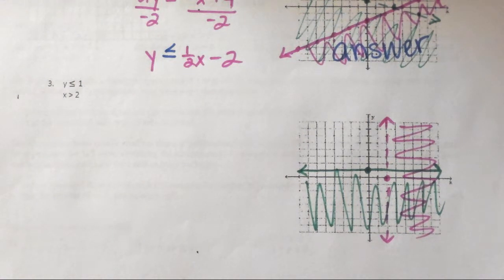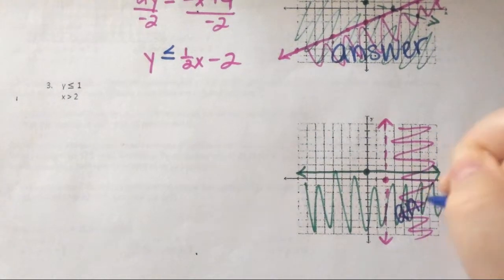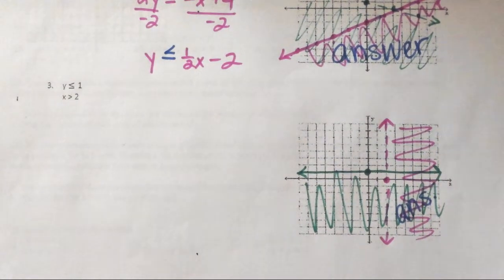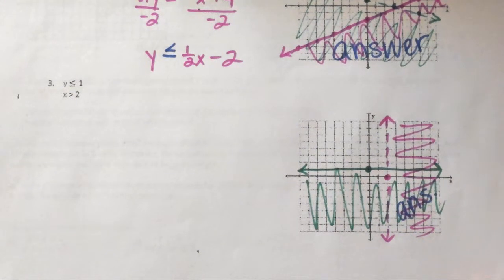And again, our answer is the region where these two shaded regions overlap. So it's down here in the 4th quadrant for the most part. Okay, we're almost done. There's only a couple more left. Flip to the next page.